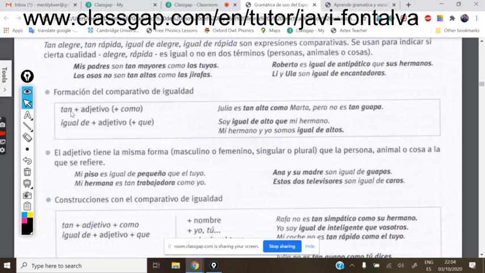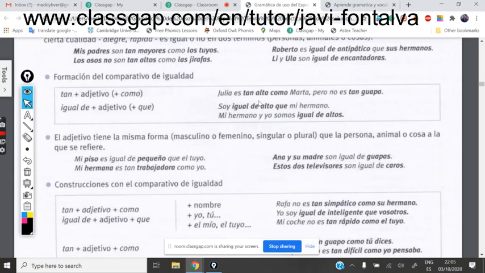So, this is the structure. Tan, adjective, como, if you have the other bits. Or you could place igual de, adjective, and then que, if you have the other bits. Okay, this is the basic structure. So, Julia es tan alta como Marta, pero no es tan guapa. So, Julia is as tall as Marta, but she isn't as beautiful. Guapa.